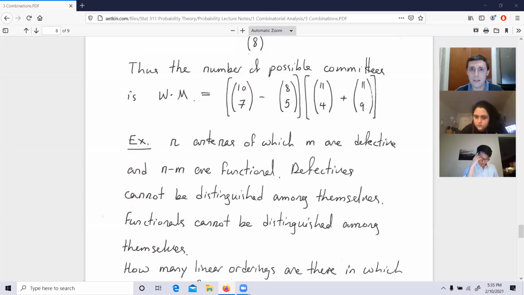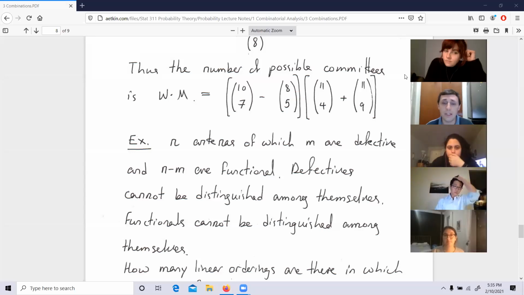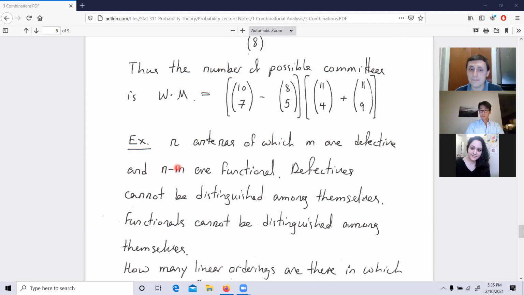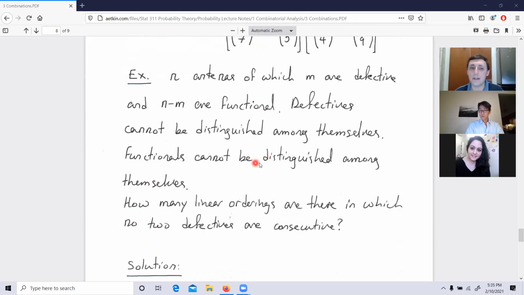Well, hello guys. So today I just remembered we forgot to talk about the antenna problem. So let's just briefly recall what the problem was about and see if you are able to solve it. You have n components or n antennas, m of which are defective and n minus m are functional. Defectives cannot be distinguished among themselves, and functionals cannot be distinguished among themselves. How many linear orderings are there in which no two defectives are consecutive?